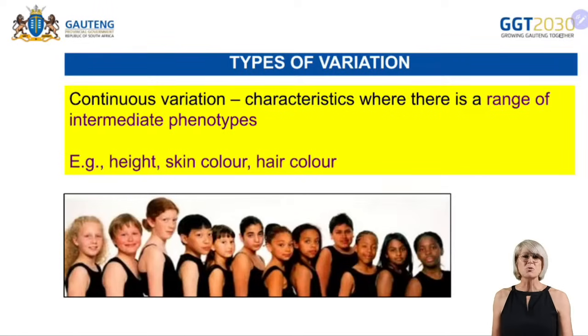The first one is called continuous variation. And that is when we look at characteristics of organisms where there's a range of intermediate phenotypes. So you can't categorize individuals into tall and short. Okay, there's a whole range of height. If you have a look at this picture here of all these little girls, you can see they all have different heights. Another example of continuous variation is skin color. Okay, we have various ranges of skin color. We also have various ranges of hair color. So none of these characteristics can be categorized into 2 or 3 different categories.